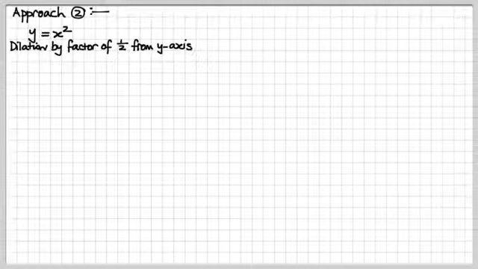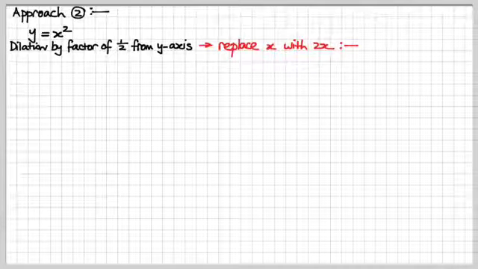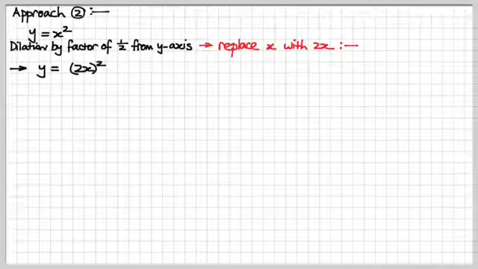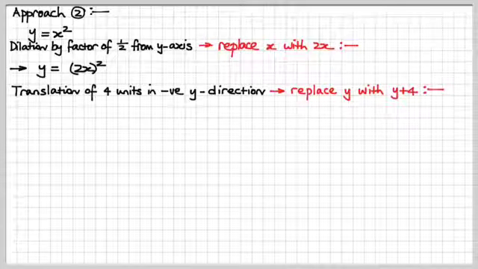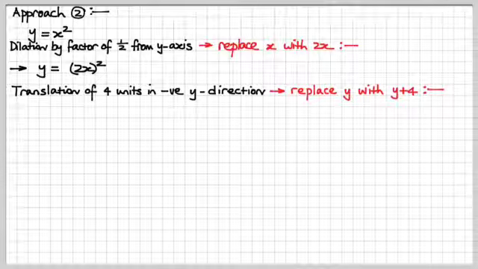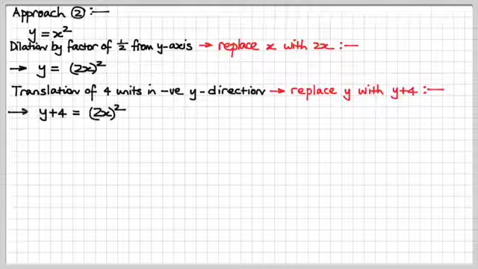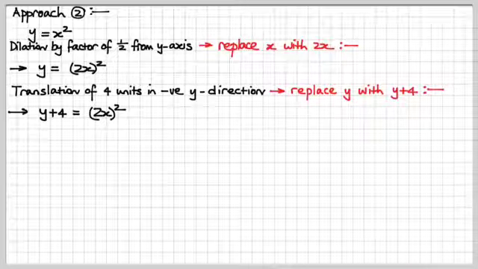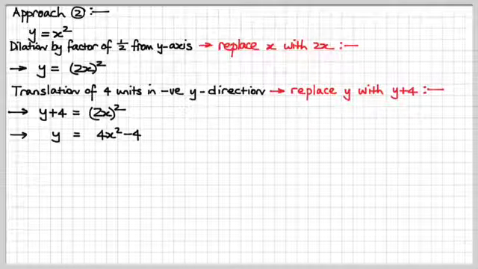Dilation of a factor of half from the y-axis, therefore you learn that you replace x with 2x. Therefore you get y equals 2x all squared, or y equals 4x squared. The second transformation was a translation of 4 units in the negative y direction, and when you do that you replace y with y plus 4. It's kind of like the game of opposites, this DRT technique, or this functions technique. Therefore you get y plus 4 equals 2x all squared, and that's the one. When you manipulate that around a little bit, you get y equals 4x squared minus 4, which is C.